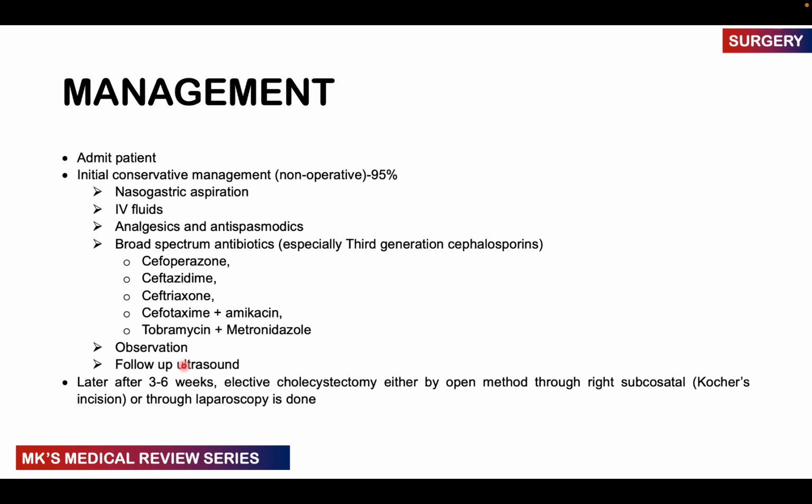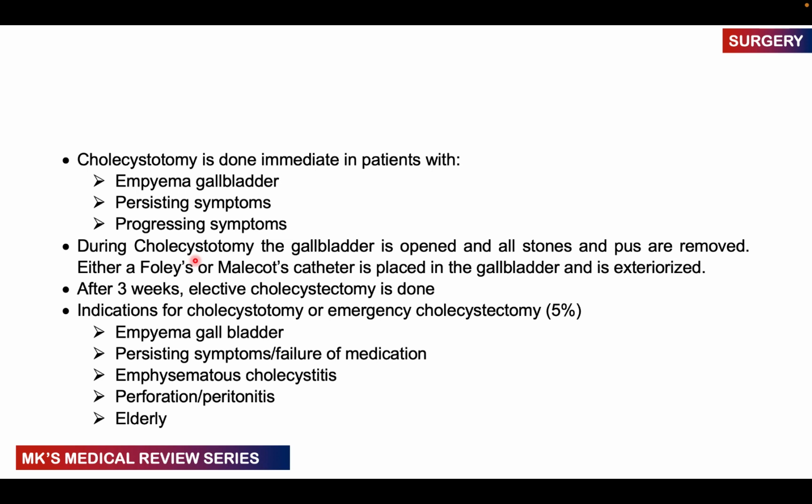Later, after 3 to 6 weeks after you have treated the acute infection, you can actually remove the gallbladder via an elective type of procedure that's known as a cholecystectomy. This can be done either through the open method, or you use a right subcostal or cautious incision, or through a laparoscopic method. Remember that cholecystectomy is done immediately in patients that have the following things.